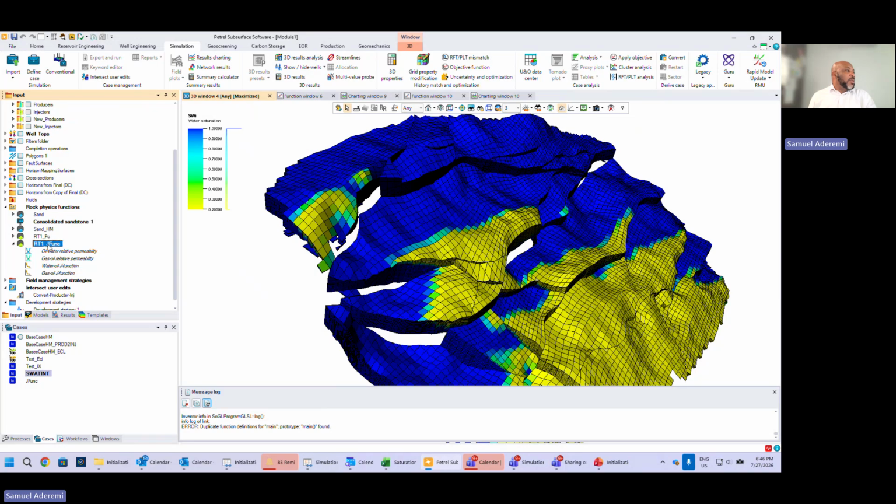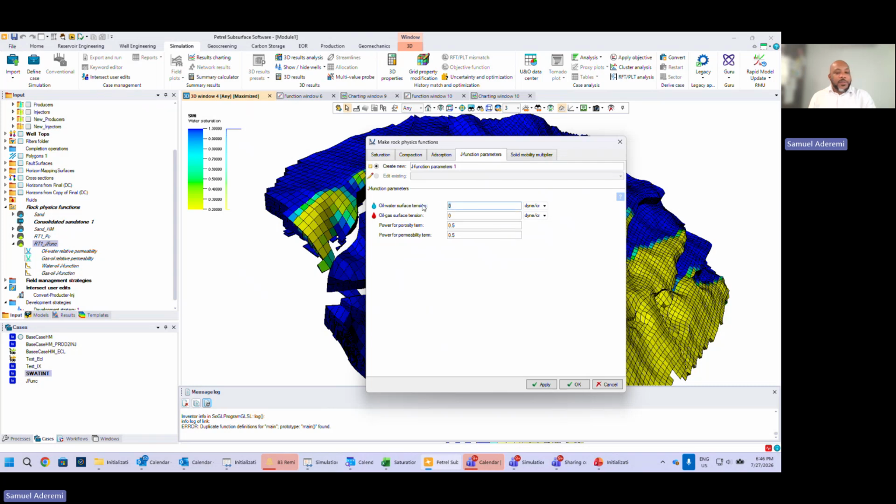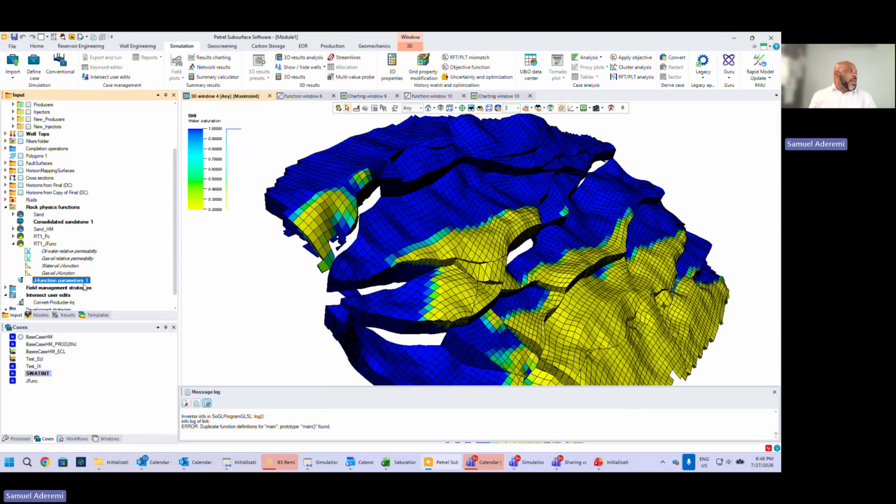But the moment you intend to use the J-function, don't forget to create the J-function parameters, like the interfacial tension that you have used in this model. Let's say 30. And the square roots, we use 0.5 for the porosity and permeability term. And for the gas, maybe if we're not really factoring gas into it, but if you have gas also, surface tension, you could add it. And now you've created the J-function parameter. And this can be applied to all the rock types. Here, I've created only for rock type 1, but you need to create rock type 2, rock type 3. In our case, we've got 6 rock types.